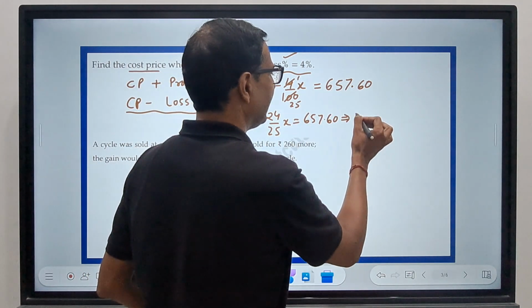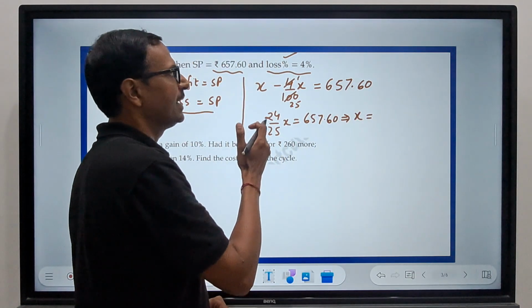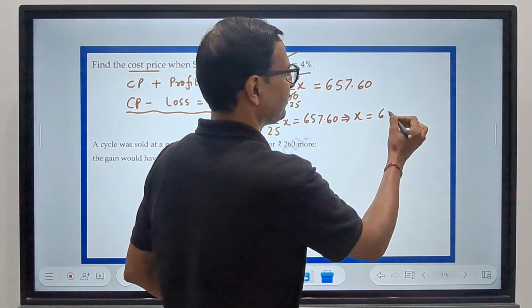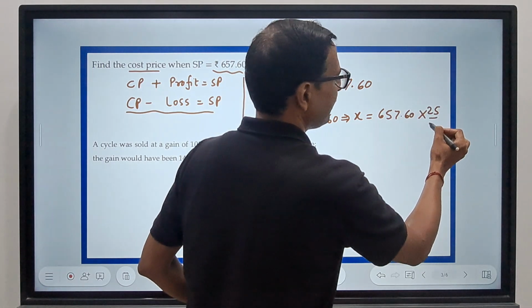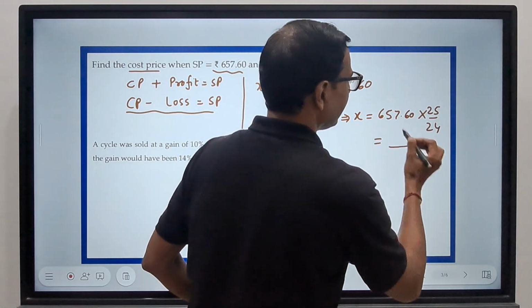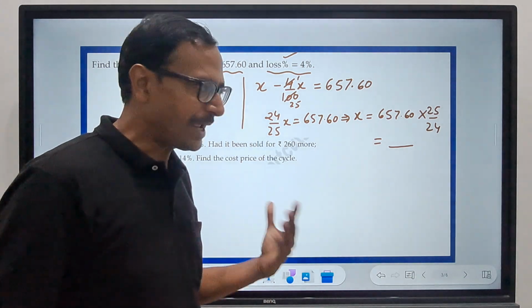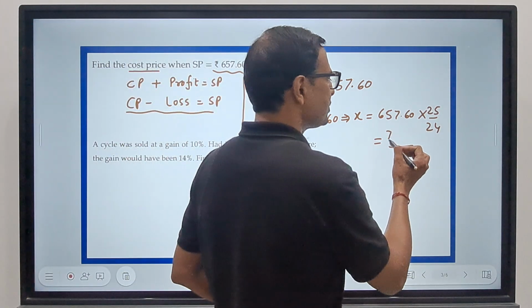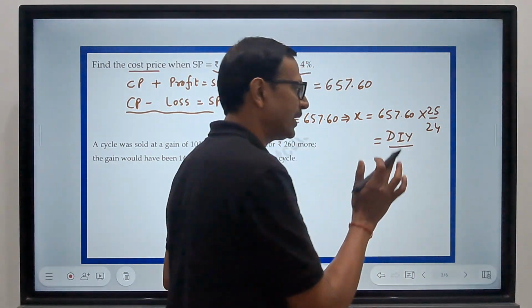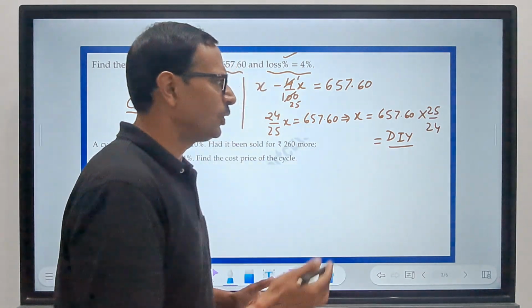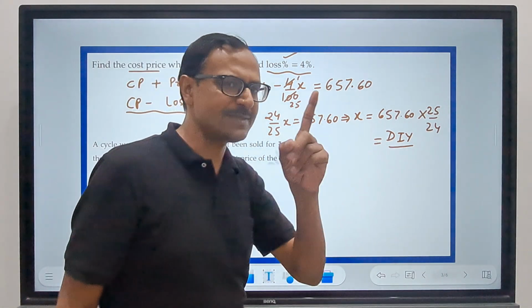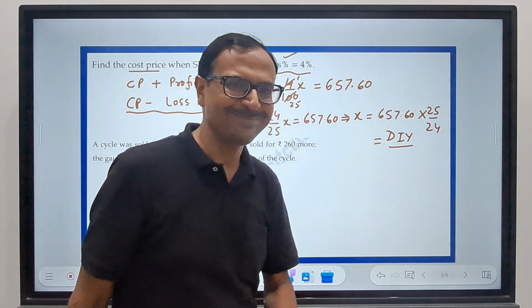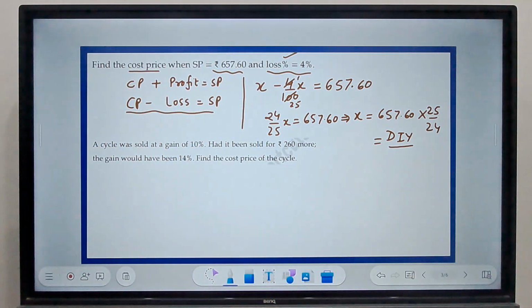So you will get the value of X, or the cost price, as 657.60 times 25 by 24. This will be a perfect whole number. You can try this. I'll leave this calculation for you as a DIY so that I know that you are practicing enough. Do post your comments here in the comment box and let me know what the answer is for this calculation. Let's see the second one.